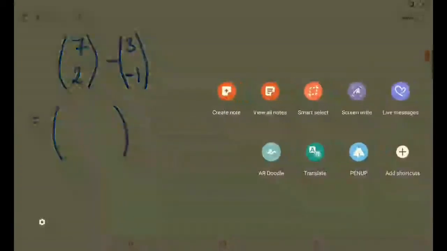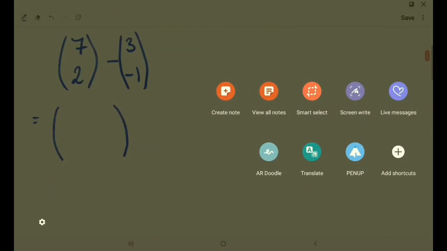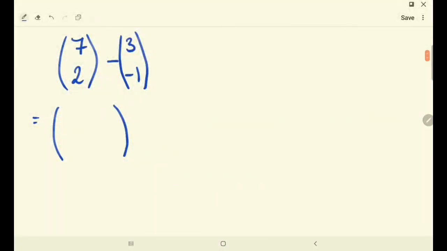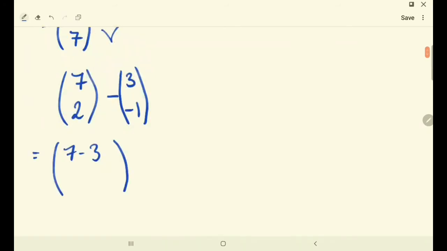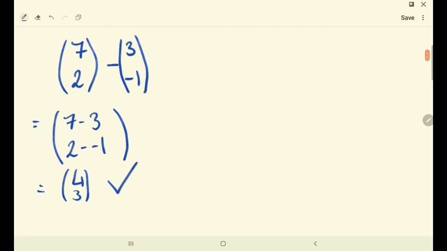So if you read what happens to the x's, that is what we do on the top. So we have 7 take away 3 on the top. And on the bottom, we have 2 take away minus 1. That is going to give us 4 over 2 take away minus 1. So that becomes an add, over 3. And that is you successfully done a subtraction of one vector from the other.